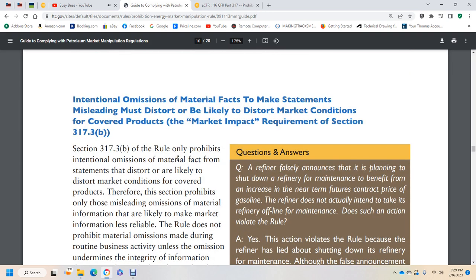Questions and answers. Question: A refiner falsely announces a shutdown of the refinery for maintenance, in order to increase near-term futures contract prices of gasoline, when the refiner does not actually intend to take the refinery offline for maintenance. Does this action violate the rule?